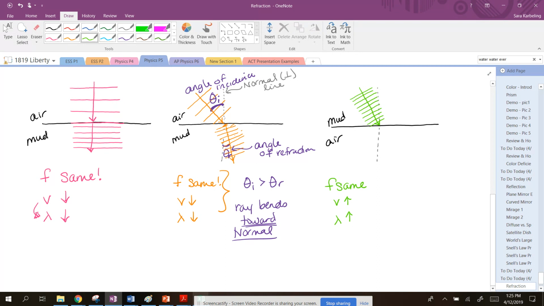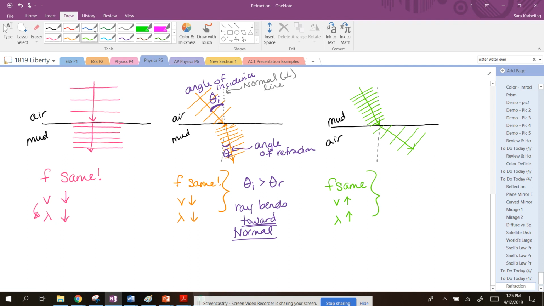And as a result, what happens to the ray? Does it keep going in the same direction? Where's it going to go? Toward or away from the normal? Away. It bends away now. It's going to go like this. Oops. I'm having a really hard time drawing perpendicular lines today. Okay.